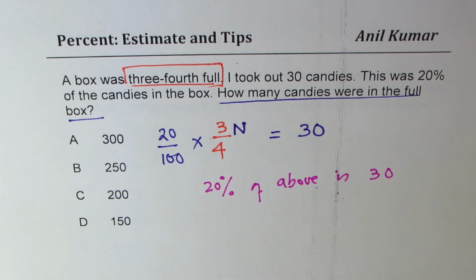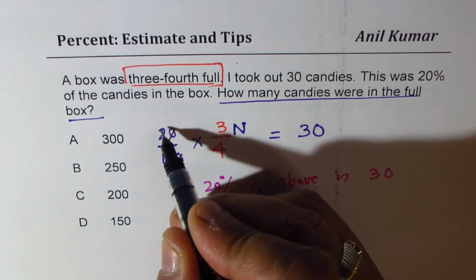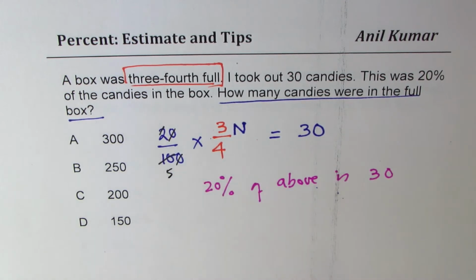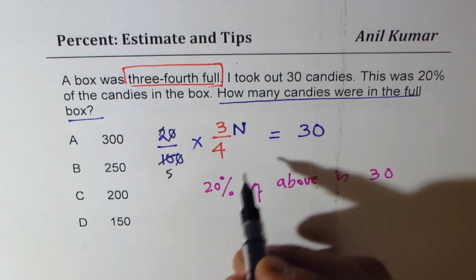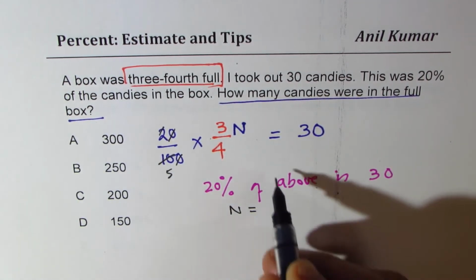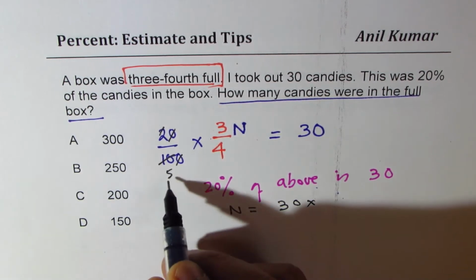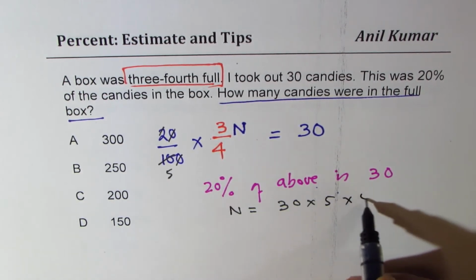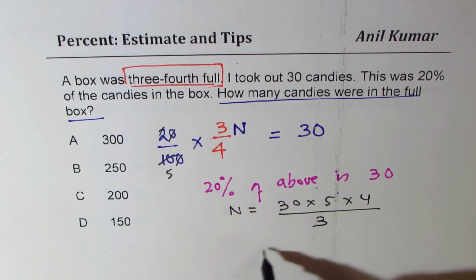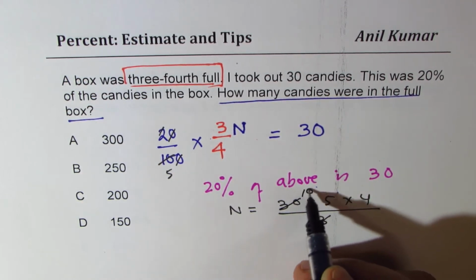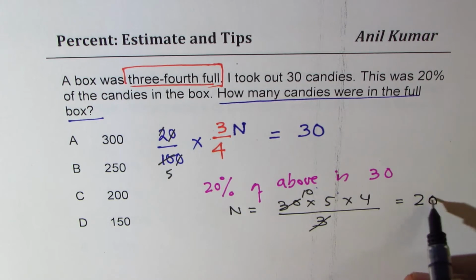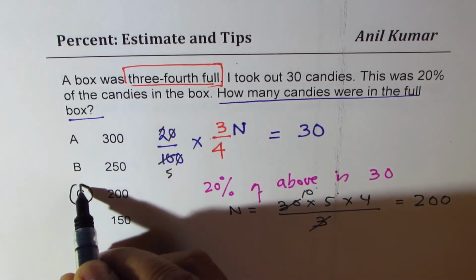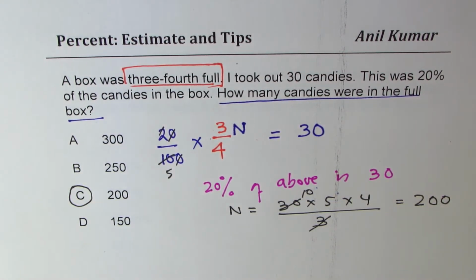Correct? Now this could be simplified, and then we could get our answer. In this particular case, it's easier to simplify here. Correct? Now, what is n equal to? So n is equal to 30 times 5 times 4 divided by 3. That gives you 10, and so we get a number which is 200. So option C is the right option. Does it make sense to you?